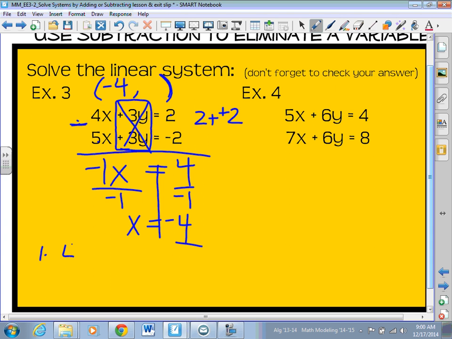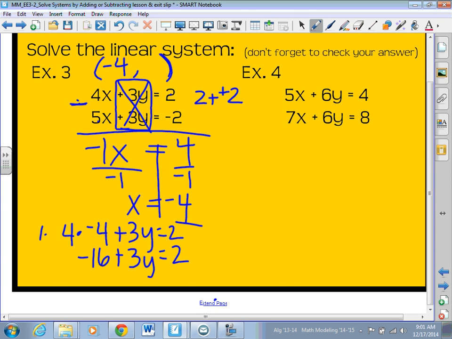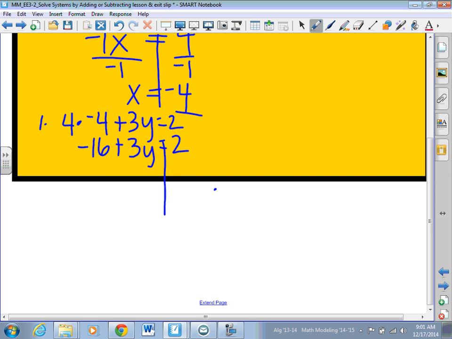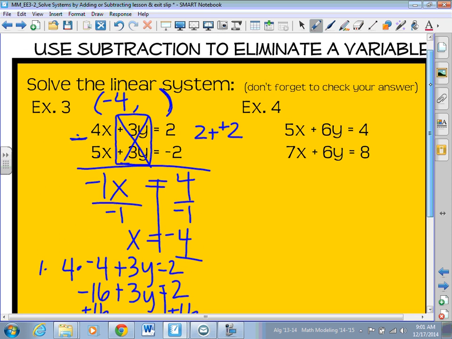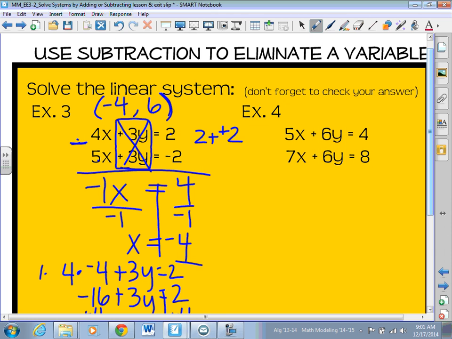So we have 4 times, instead of x, it's going to be a negative 4. I'm replacing that x plus 3y equals 2. I'm going to go ahead and solve negative 16 plus 3y equals 2. And then I've got a two-step equation again. Add 16, 3y equals 18, divide by 3, y equals 6. So my solution here is negative 4, 6.